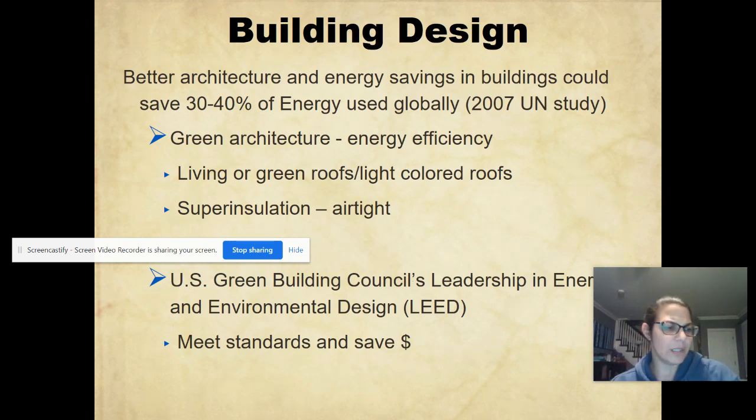So now all of these buildings are being built so that they are way more energy efficient and they meet these certain types of standards. So there's LEED, the Leadership in Energy and Environmental Design, and there's gold and bronze and platinum, different levels, and you get different tax breaks for those.